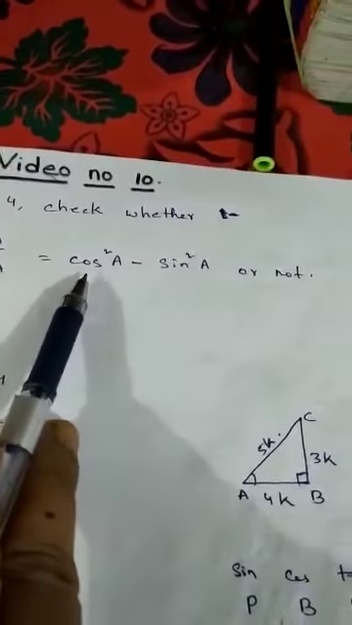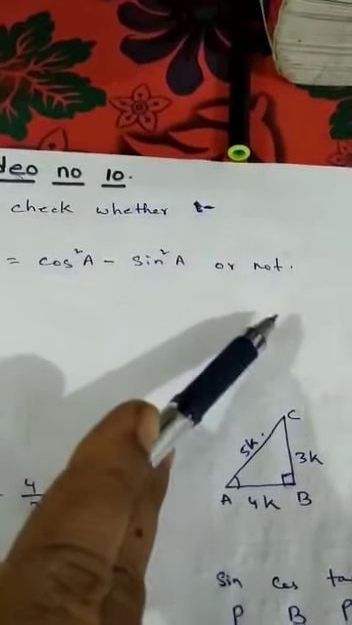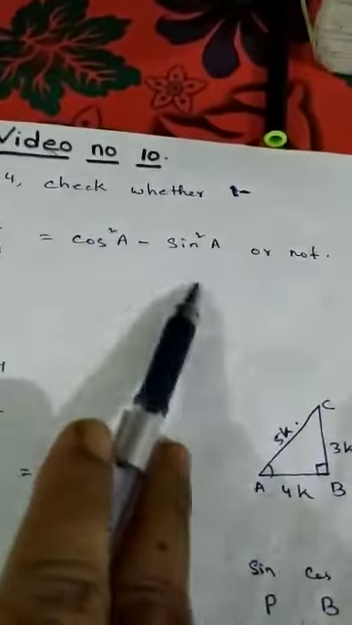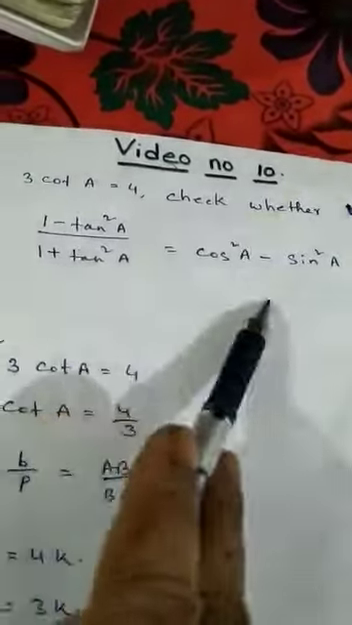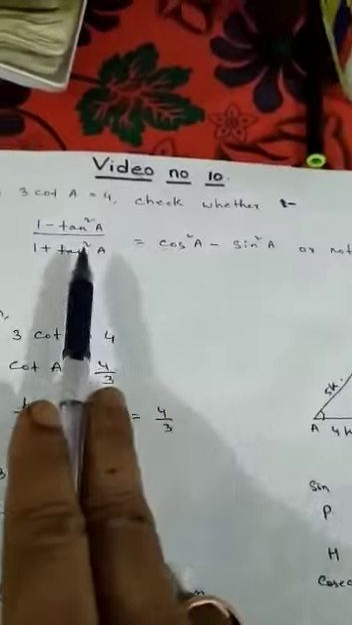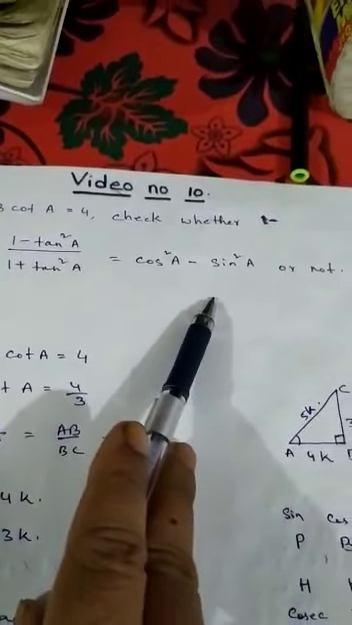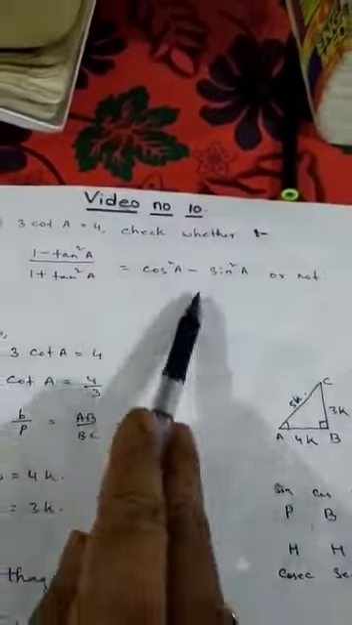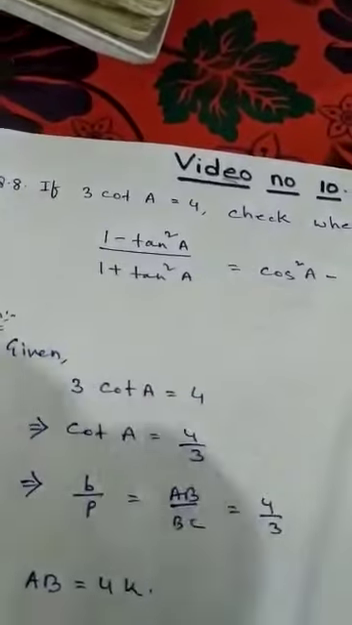We are asked to check whether (1 minus tan square A) by (1 plus tan square A) is equal to cos square A minus sin square A or not. So we will take this portion as LHS and this portion as RHS. We will solve these two separately, and if we get LHS equal to RHS, then we can say that these two are equal. If we don't get LHS and RHS as equal, then we will conclude that these two are not equal. Now let us solve the LHS portion.